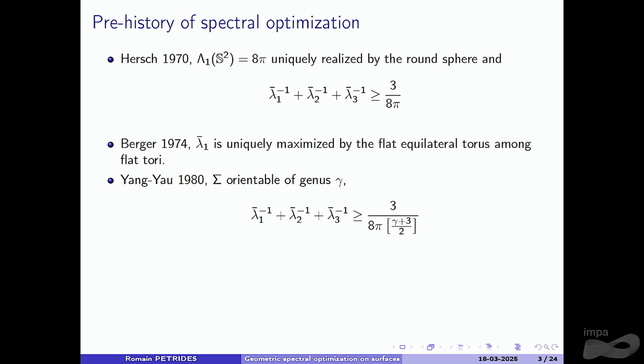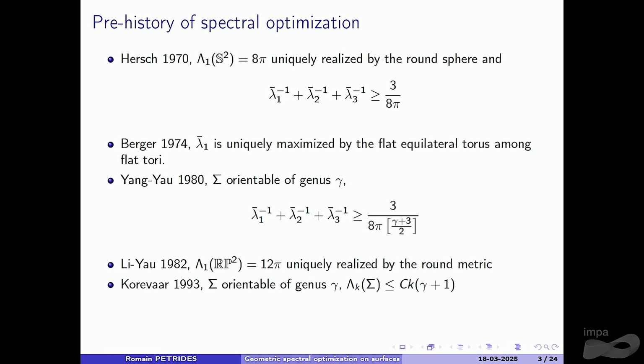Yang and Yau proved that if you have an orientable surface, lambda 1 is in fact finite over all the metrics. So you have a refinement of Hersch's arguments on any surface of any genus. This proves that the supremum of the functional is finite, which is a good signal that you can do maximization. Then you have an explicit result for the hyperbolic plane. Also, for any k, you have a bound which depends only on the index of the eigenvalue and the genus of the surface.